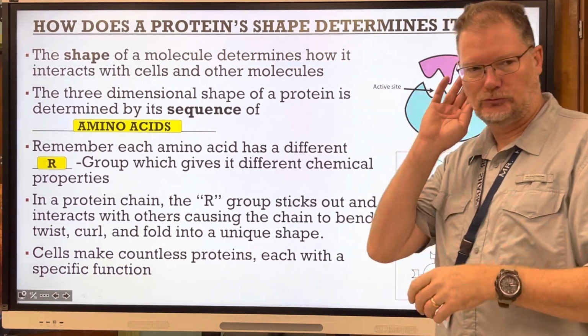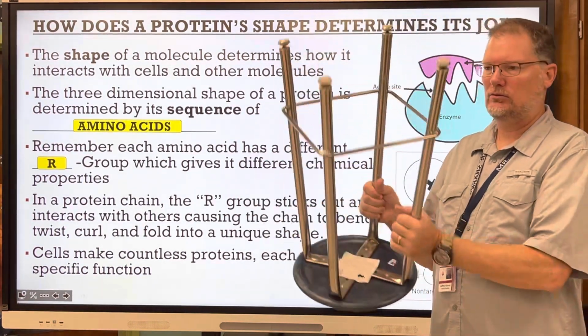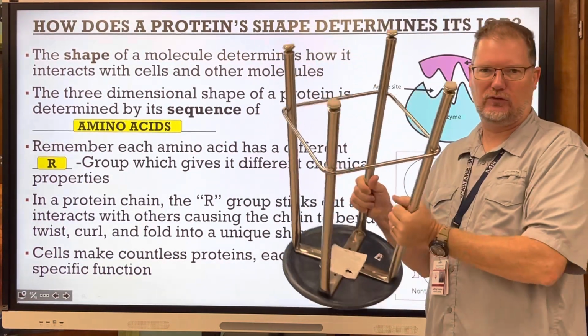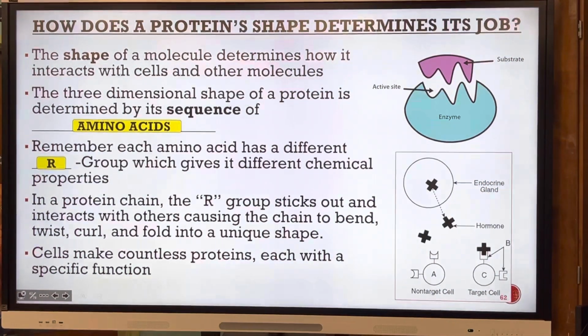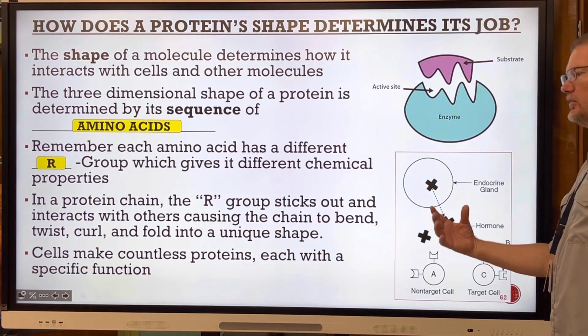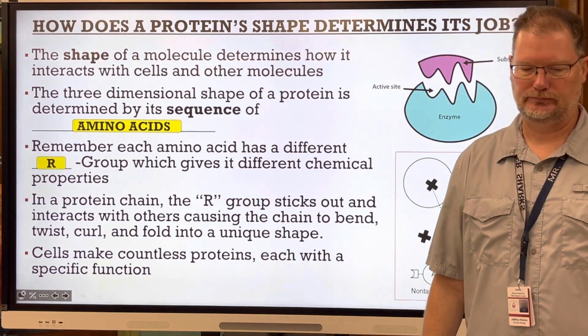And so it's like this. It's not flat, okay? The R groups will be sticking out in different directions. Bending, twisting, curling, folding into a unique shape. And cells make countless proteins, each with a specific function.